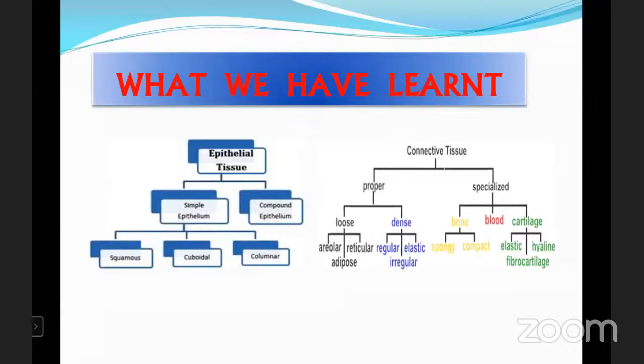So we have completed up to the connective tissue proper. Loose means areolar, adipose, and reticular. In the next class, we will discuss the next types of connective tissues, which are skeletal and blood. Blood means the fluid connective tissue. Okay, now let us go for the assignment.